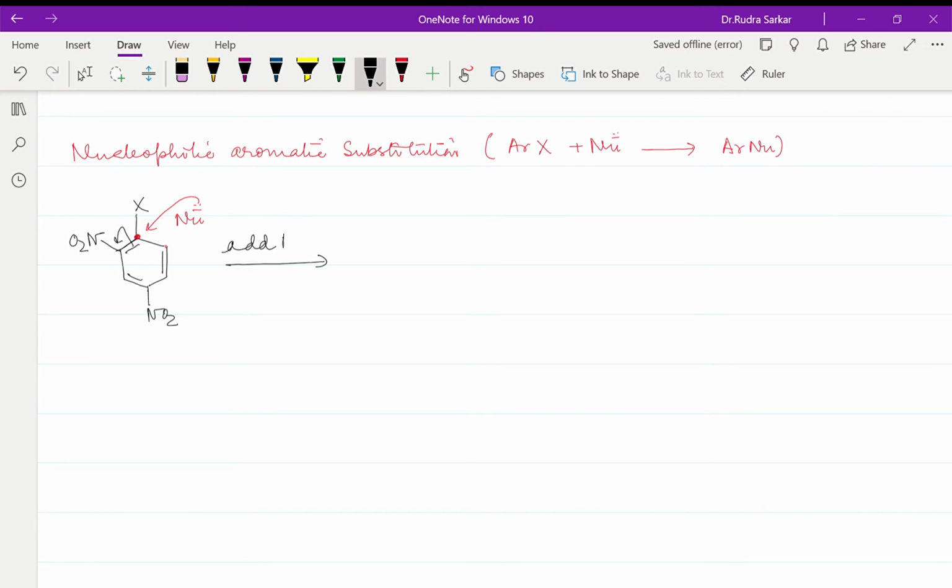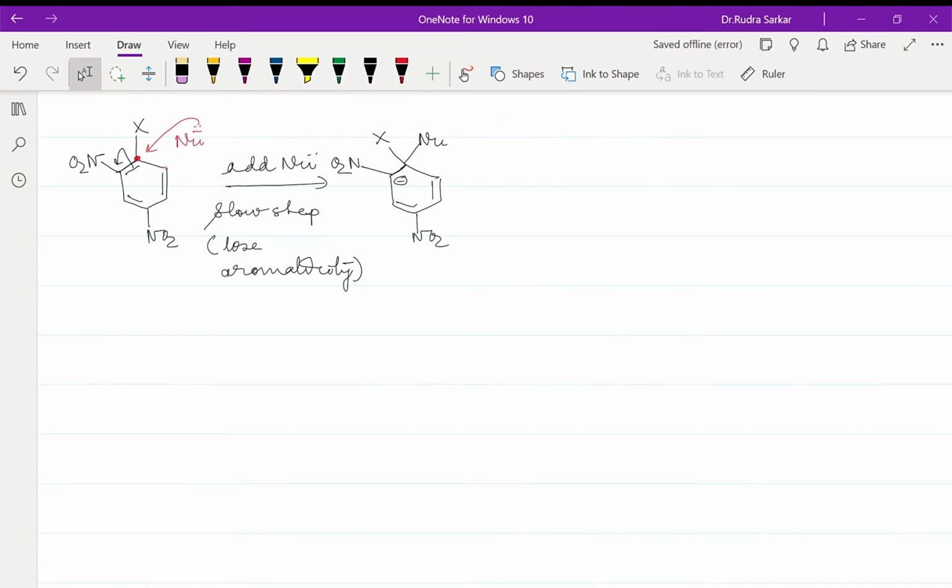So we will say add nucleophile. This is our slow step, that is the rate determining step. The system will lose aromaticity. So basically out here we have a formation of a carbanion, and this is our intermediate. The carbanion can be further resonance stabilized by delocalization of the negative charge within the ring or to the adjacent nitro group.